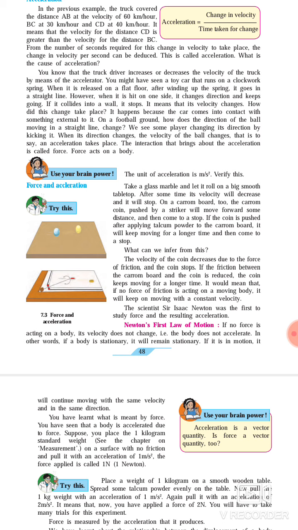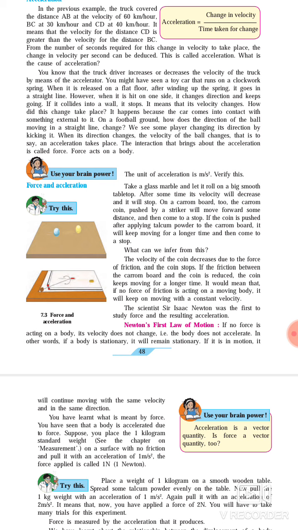You might have seen a toy car that runs on a clockwork spring when it is released on a flat floor. After winding up the spring, it goes in a straight line. However, when it hits on one side, it changes direction and keeps going. If it collides into a wall, it stops. It means that the velocity changes. How did this change take place? It happens because the car comes in contact with something external to it.